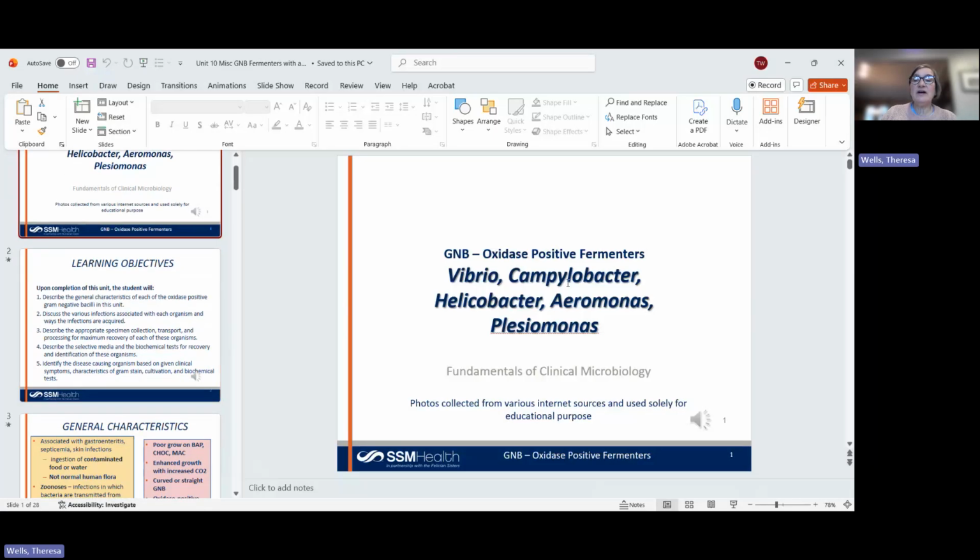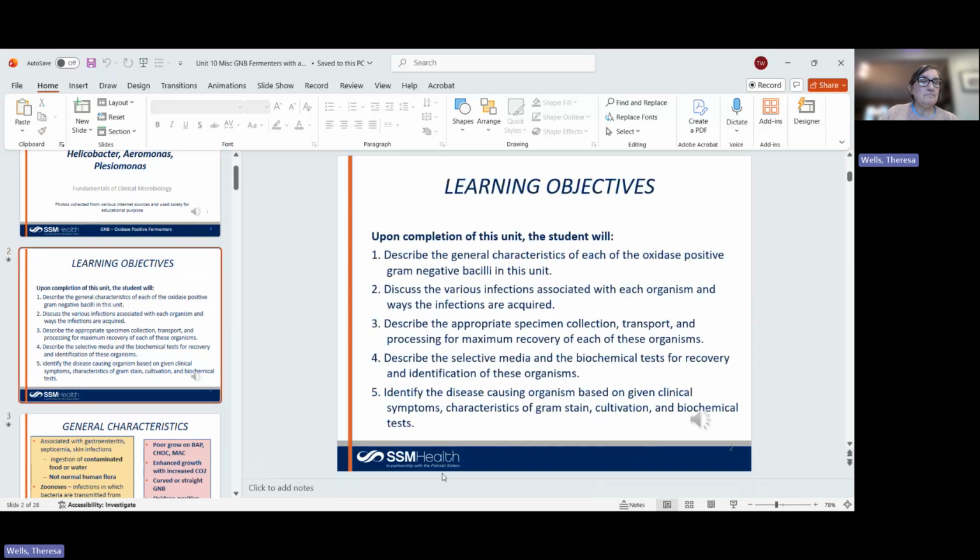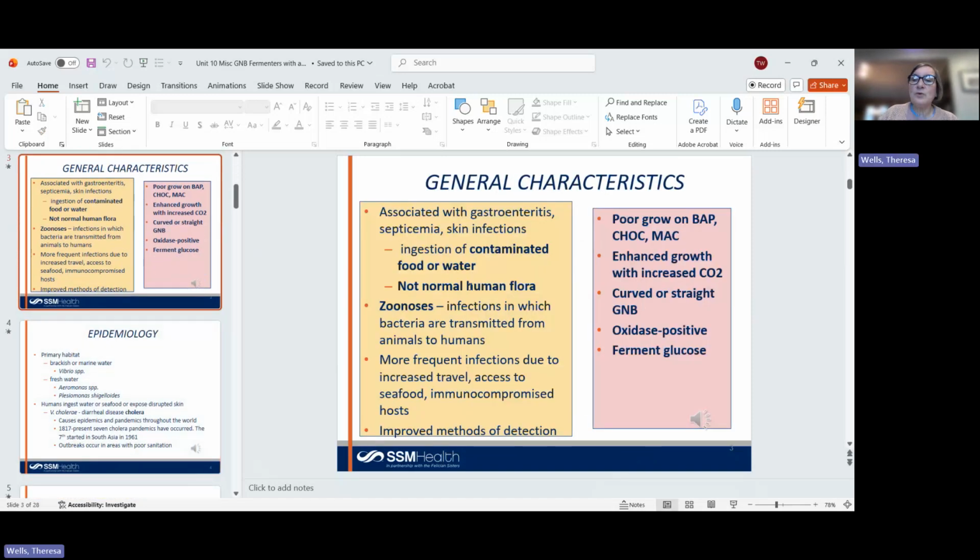So in that section of oxidase positive fermenters, remember these are organisms that are kind of similar to the non-fermenting Pseudomonas because they're non-lactose fermenters and they're oxidase positive. But these are weird in that these particular organisms are actually glucose fermenters as well. So that's why they're kind of outside of the box. And most of the organisms within this group are not normal flora.